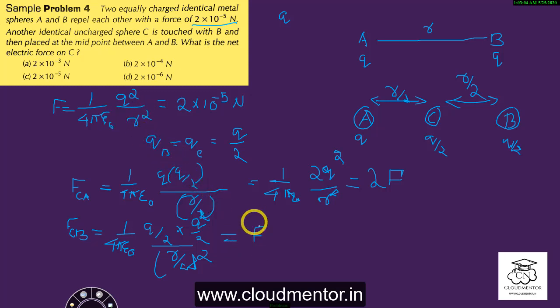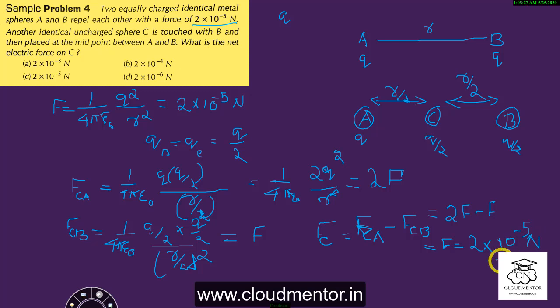So the net force acting on C will be FC, equal to FCA minus FCB, because FCA will be the larger force as it comes from the larger charge. That is 2F minus F, which is equal to F, and the value of F is the given value, 2 multiplied by 10 raised to minus 5 Newton. So that was the answer.